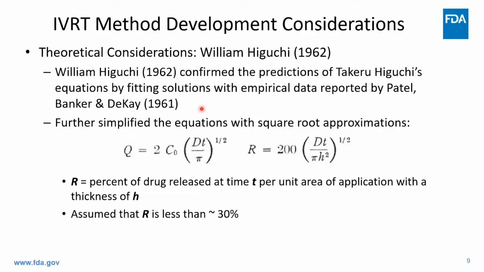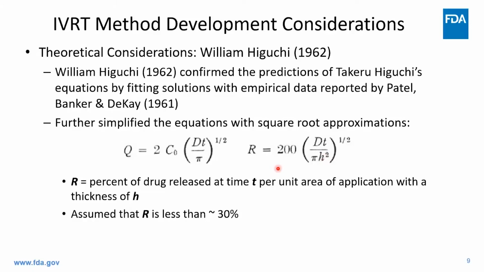The interesting part here is that he further simplified the equations with square root approximations that end up being quite convenient for us today. And I want to focus in on this equation a little bit. Here, R is the percent of drug released at time T per unit of area of application with a thickness of H. We're going to come back to this equation in just a moment.